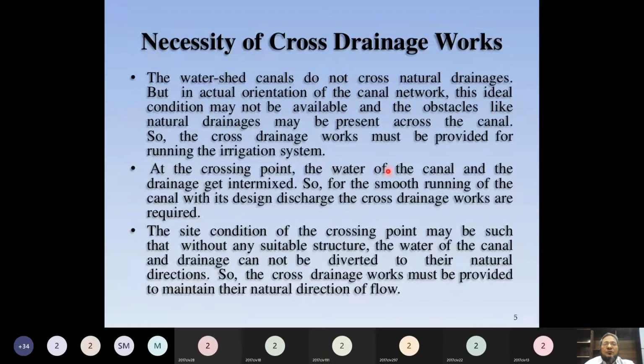Now at the crossing point, the water of the canal and the drainage can get intermixed. So for the smooth running of the canal with its designed discharge, the cross drainage works are required. The site condition of the crossing point may be such that without any suitable structure, the water of the canal and drainage cannot be diverted to their natural directions. So the cross drainage works must be provided to maintain their natural direction of flows, as the canal should flow in its way and the river should flow in its way.